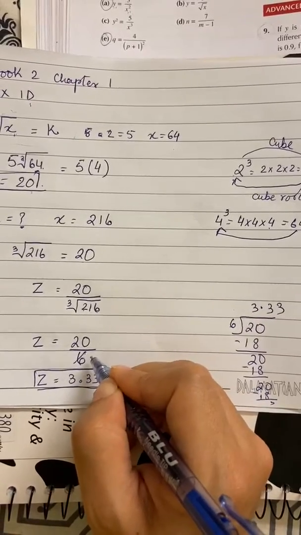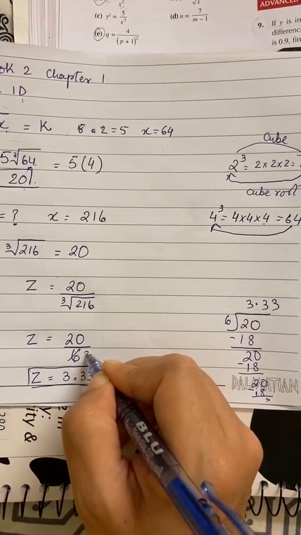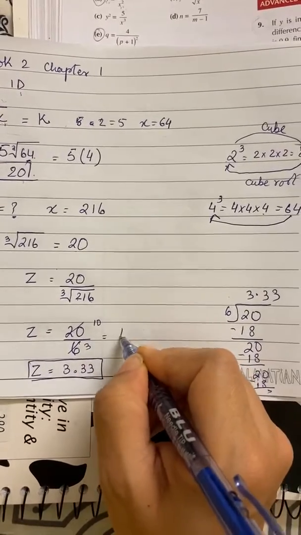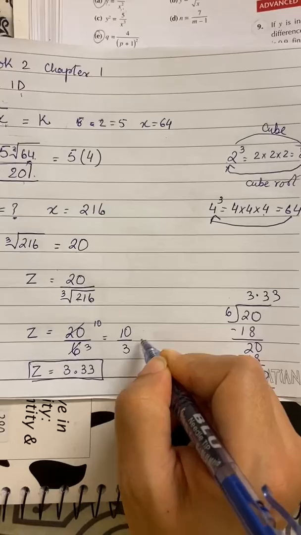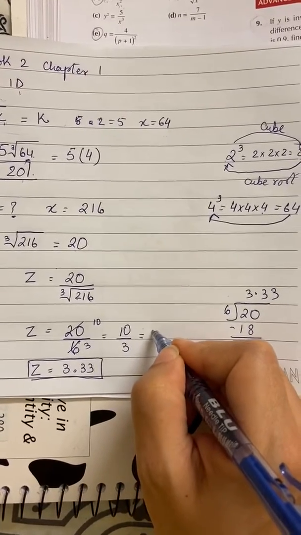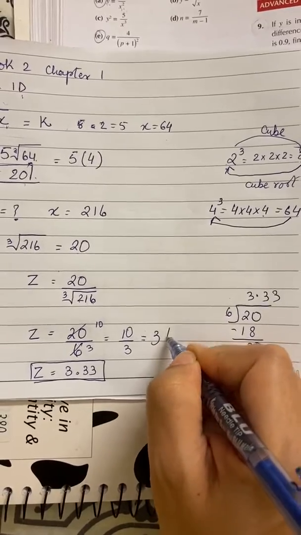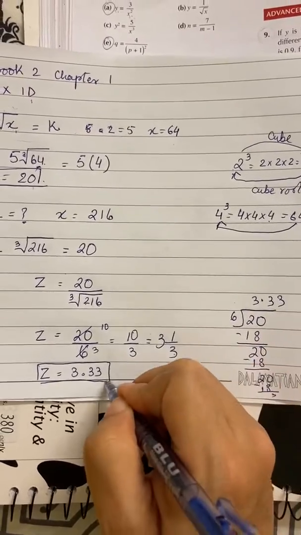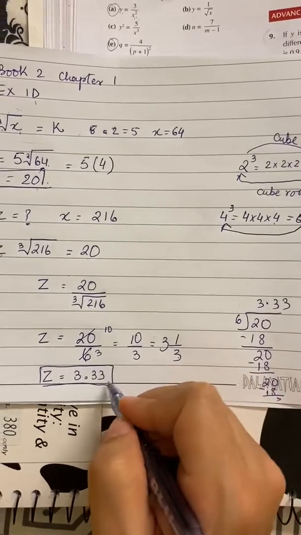If we write this down in mixed number form, first we simplify this. 2 times 3 is 6, 2 tens is 20, so it's going to be 10 upon 3, and we change it into a mixed number. 3 times 3 is 9, so 3 and 1 upon 3. So either you can write down this value or this value, both are going to be correct. I prefer this decimal.